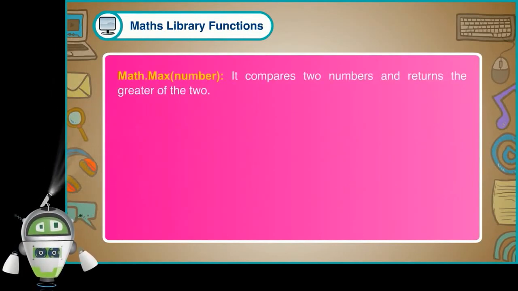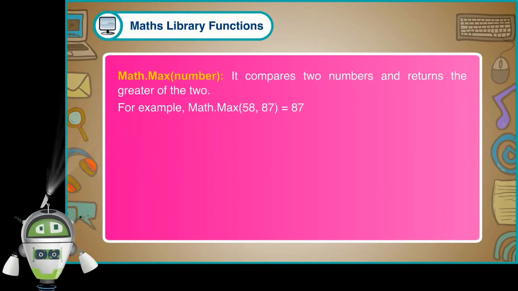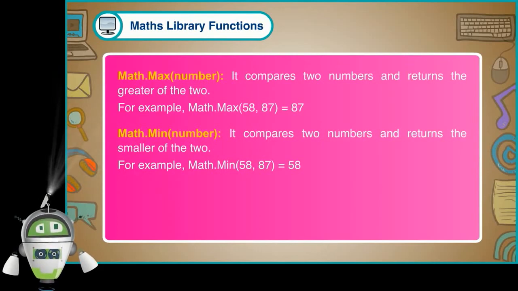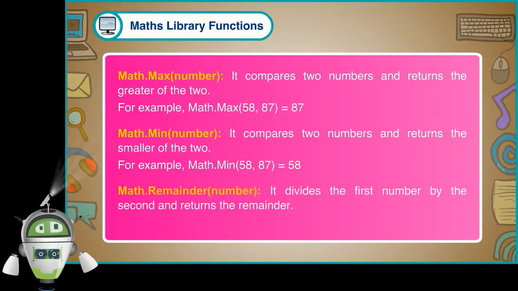Math.Max(number1, number2). It compares two numbers and returns the greater of the two. For example, Math.Max(58, 87) is equal to 87. Math.Min(number1, number2). It compares two numbers and returns the smaller of the two. For example, Math.Min(58, 87) is equal to 58.